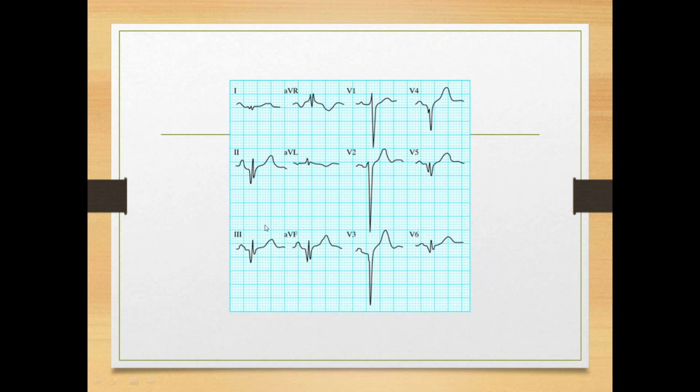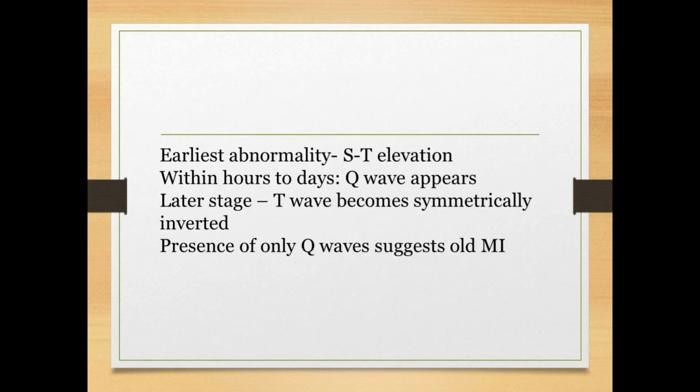Just to show you the Q waves in this ECG, you can see some T wave inversions also, ischemic changes happening. These are all pathological Q waves, in the inferior wall of the heart, suggestive of ongoing ischemia, infarction. The earliest abnormality will usually be an ST elevation.